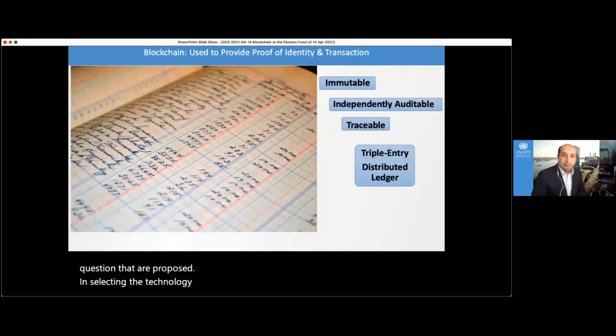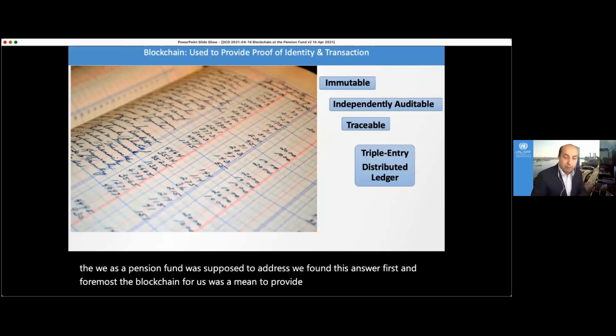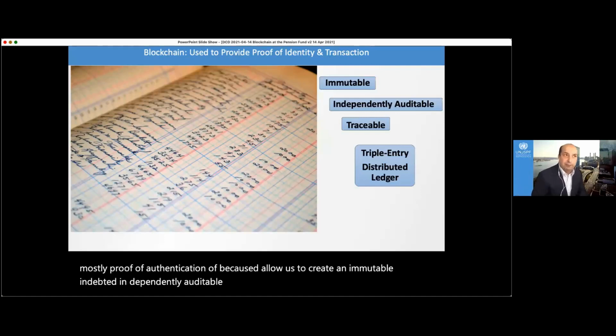So for us, for the specific challenges and proof that we as a pension fund were supposed to address, we found this answer. First and foremost, the blockchain for us was a means to provide and support proof of identity, but mostly proof of authentication, because it allowed us to create an immutable, independently auditable, traceable, fundamentally a triple entry distributed ledger of the transactions that occur in the specific process of the digital certificate of entitlement.